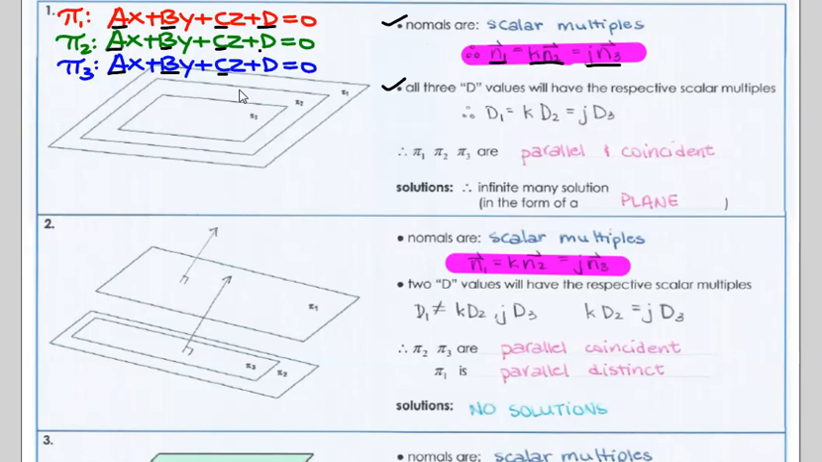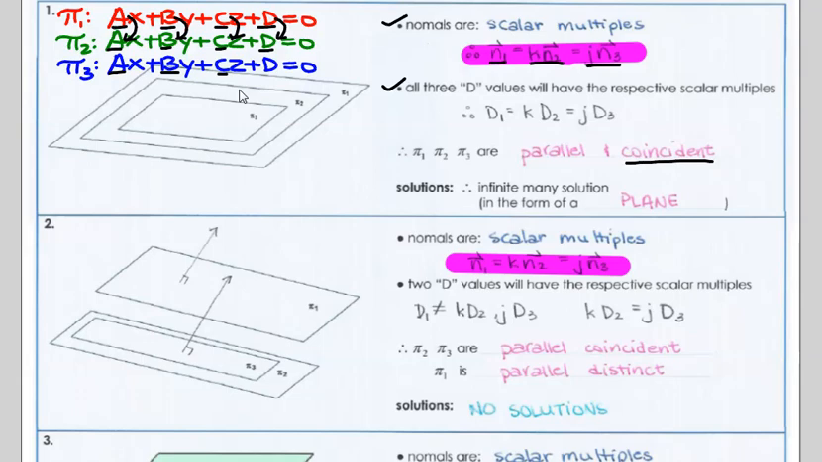If I'm going to compare this one to this one, I'm going to say, okay, if the red A was doubled to get the green, and the red B was doubled to get the green, and so on, and if the d's are also doubled, it means the entire red equation was doubled to give you the green equation. That must mean that they're coincident, as in they're the same plane.